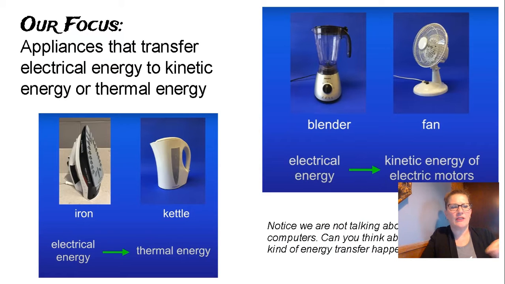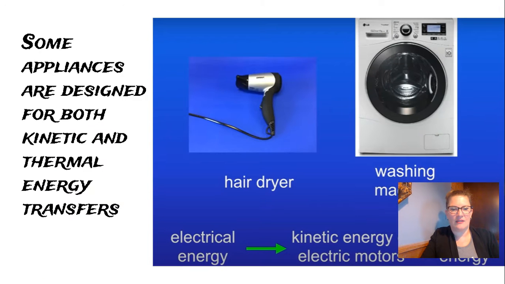The focus is appliances that transfer electrical energy to kinetic energy or thermal energy. So kinetic energy, the movement, thermal energy, heat. Kinetic energy: things like a blender, a fan. Thermal energy: like an iron or a kettle. Some appliances do both, because you have the fan and the heat in the hair dryer. You have the heat and the movement of a washing machine or a dryer. So those two things are designed for both.